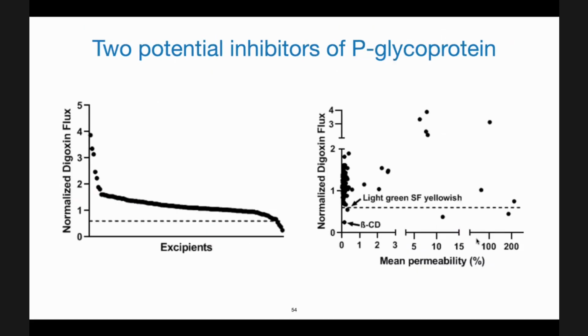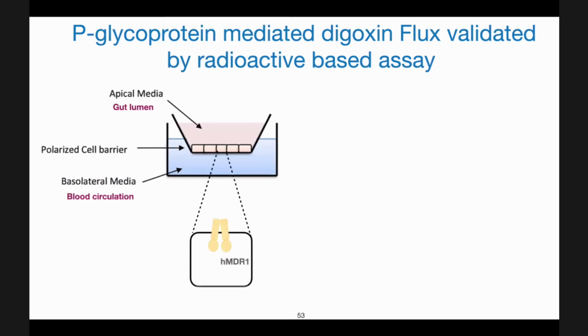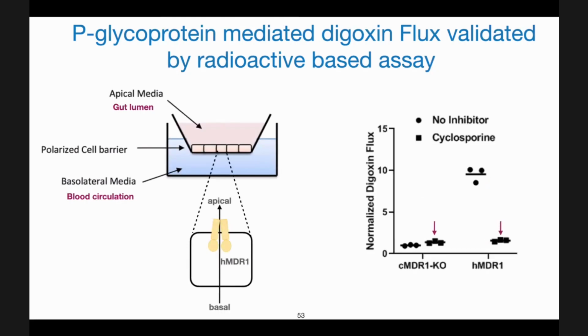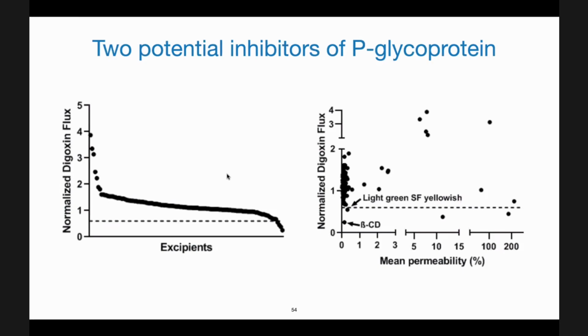After validating this previous assay, we screened the whole library of 123 molecular excipients and ordered them with the digoxin flux assay. And here we also tried to account for the mean permeability of about 3%. So here we took the threshold of 60% inhibition for the normalized digoxin flux. After taking that 60% threshold, we also wanted to make sure that the excipient is not affecting the integrity of the cellular monolayer. So we picked up two compounds, Light Green SF Yellowish and beta cyclodextrin.